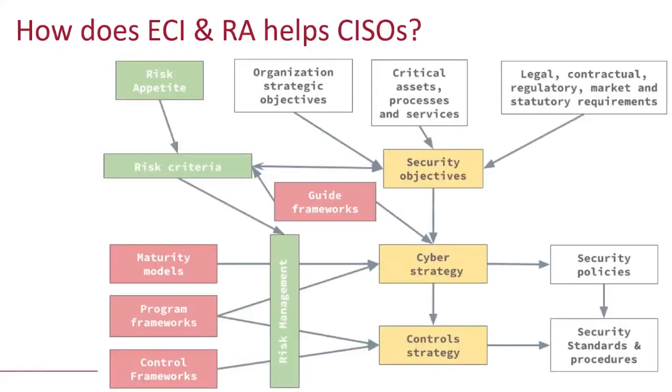But how exactly is our method going to help CISOs? Within this slide, we include a CISO's mind map. That is just a summary of what CISOs need to have in mind. Our method mainly focuses on the three green boxes, the risk-related ones. The red boxes represent the different types of frameworks that, as we mentioned before, our method is built upon. For example, we use guide frameworks to help us translate an organization's risk appetite into an actual input for our method. Our method's main focus is on the bottom yellow box, the control strategy.